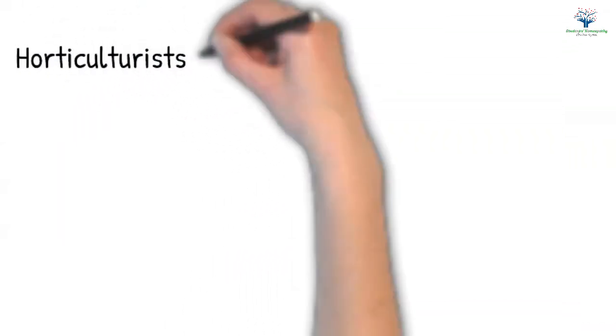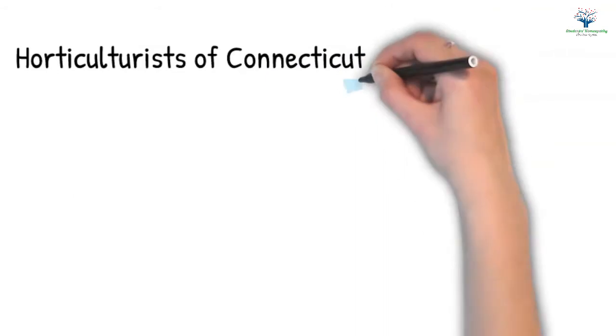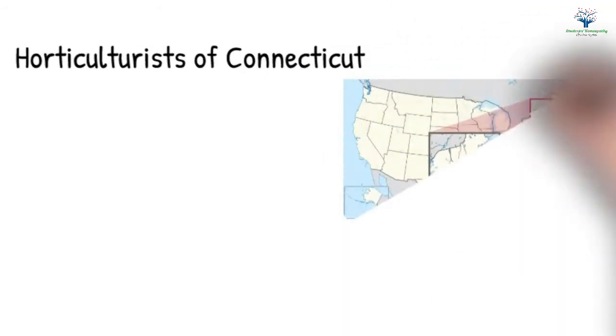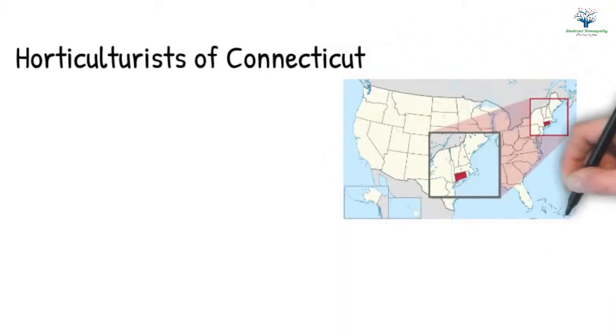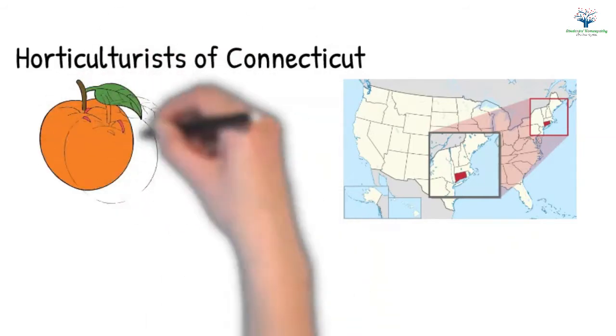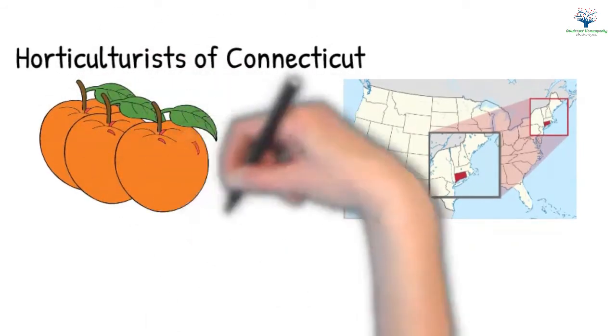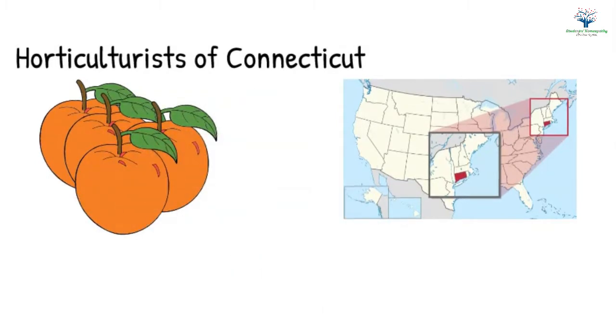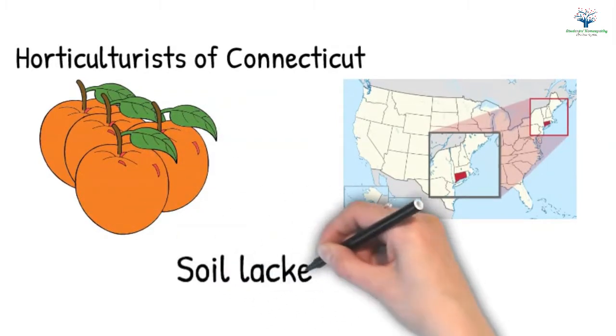He further explains this by the example of the Horticulturists of Connecticut. Connecticut is a place in the northeastern part of the United States of America. So, the Horticulturists of Connecticut tried to grow peaches in a particular area, and afterwards, it was found that they failed because the soil lacked potash.